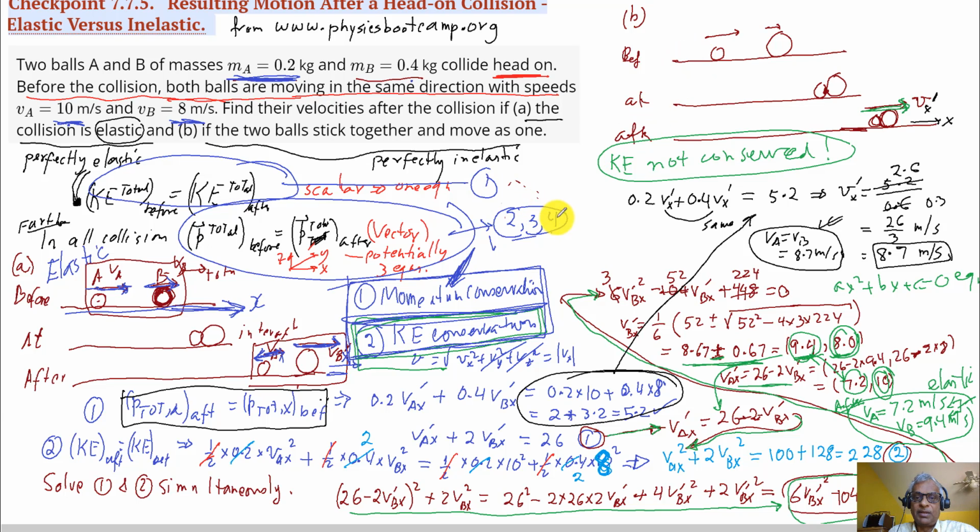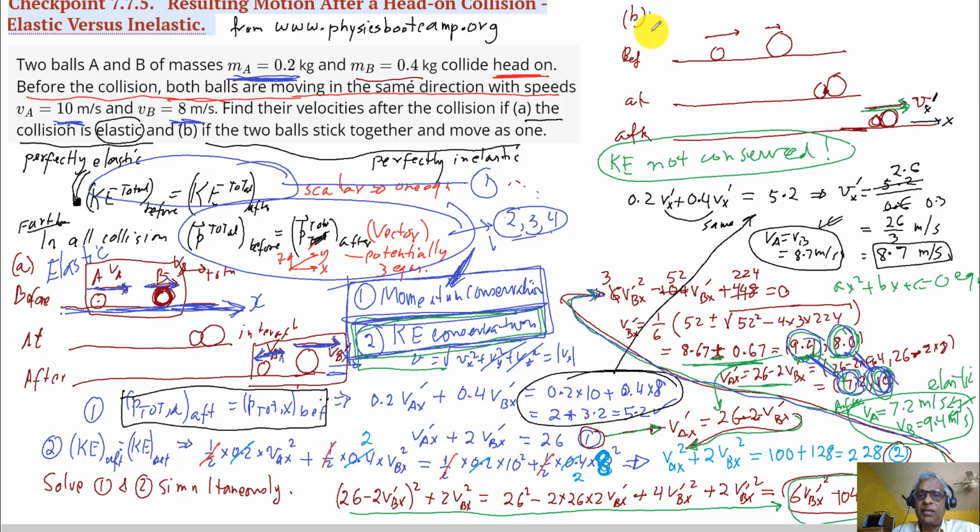Potentially 4 equations, but here, because there's only one direction, we only have 2 equations, and we just go ahead and solve it. The result is quadratic, and it automatically results in 2 answers, this pair or this pair of the final velocities. And this was before the collision, this is after the collision.